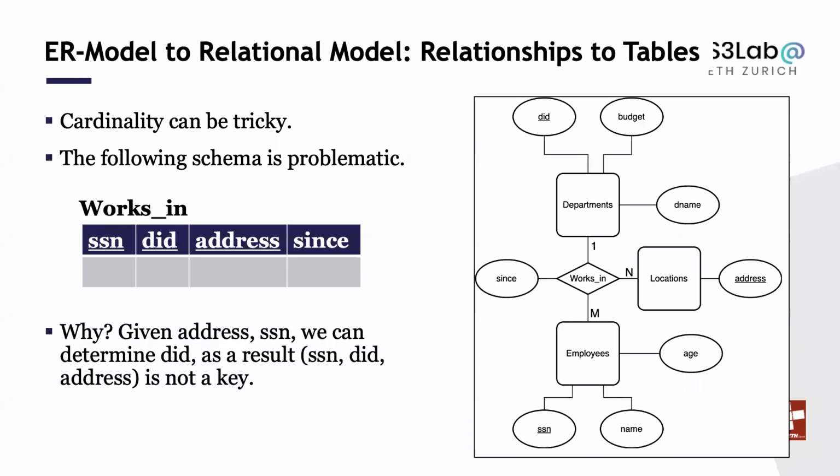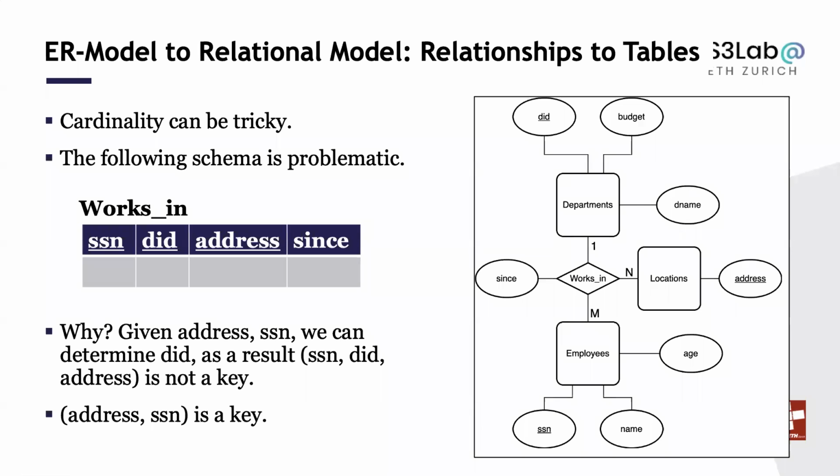If you think about why, in this ER diagram, given the address and the SSN, you can already uniquely identify the department. So this is the cardinality constraint I have here. If you have the combination of these, this is actually not the key because that's not the minimal set to uniquely identify a tuple in this relation. Does that make sense? Because of the cardinality constraint, the combination of these three is not a minimal set anymore.